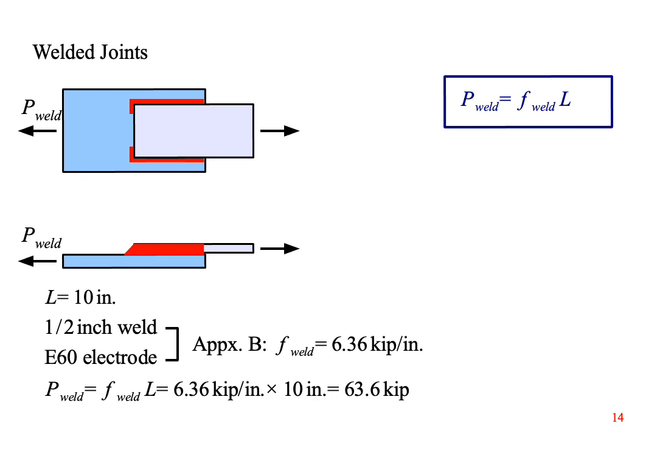Multiply the unit strength of the weld by the length of the weld. Use the tables in Appendix B to figure out the unit strength, F sub weld. In this example, the total length of the weld is 10 inches. It's a half-inch weld using an E60 electrode. We multiply the unit strength by the length of the weld to obtain a weld strength of 63.6 kips.